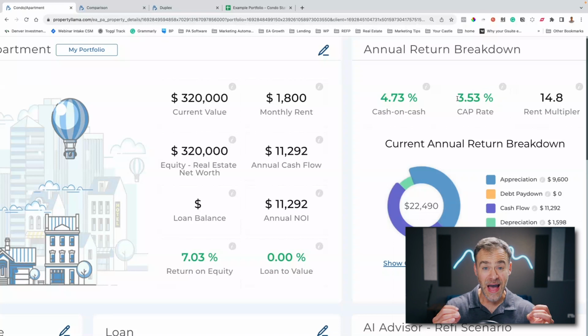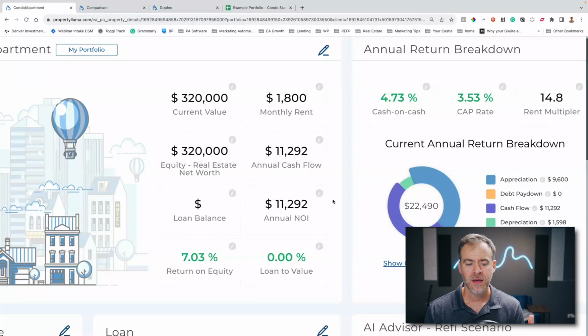All right, so I know that's a lot of information. Again, this is why I want you to put your properties in the Property Llama and then sit down with the team and do your one-on-one portfolio analysis session so you can start understanding these numbers. And of course, dive into a lot more education we have on the system here.